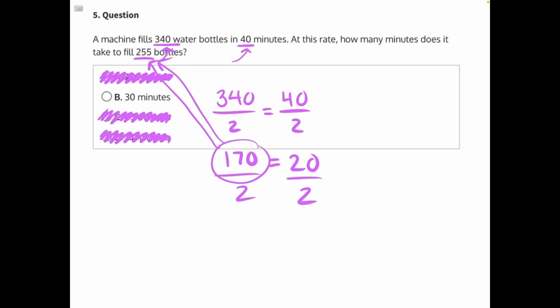So by process of elimination, B is your correct answer, and you could mark it and move on with the rest of your test from there. But for the sake of the video, I'm going to go back and show you how to solve this problem.